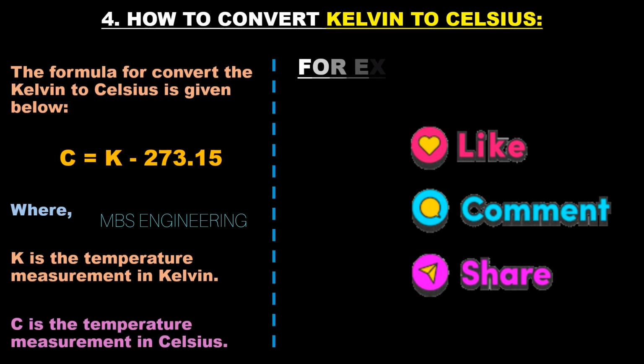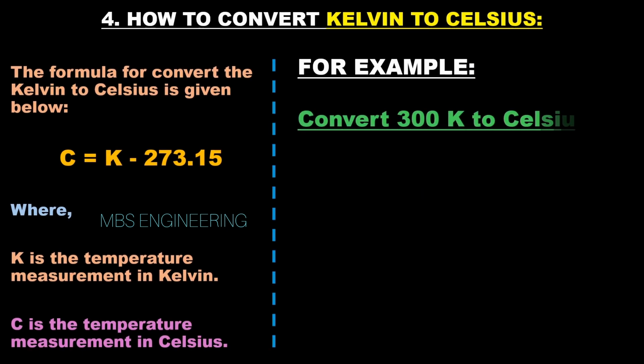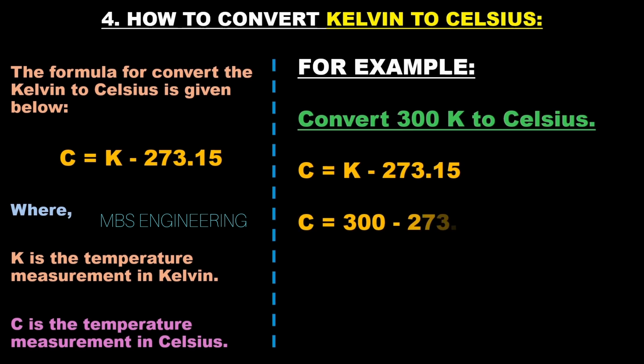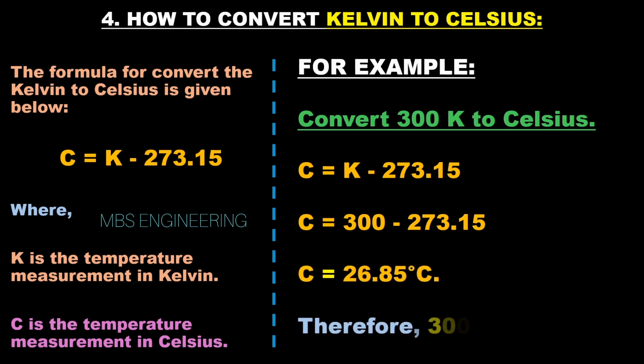Next, we will learn a sample example for conversion of Kelvin to Celsius. Convert 300 Kelvin to Celsius. Given data: the temperature is 300 Kelvin. The formula for converting Kelvin to Celsius is C = K minus 273.15. Next, apply the given data. We need to convert the temperature to Celsius. Please refer to the step-by-step calculations. Therefore, 300 Kelvin is equal to 26.85 degrees Celsius.